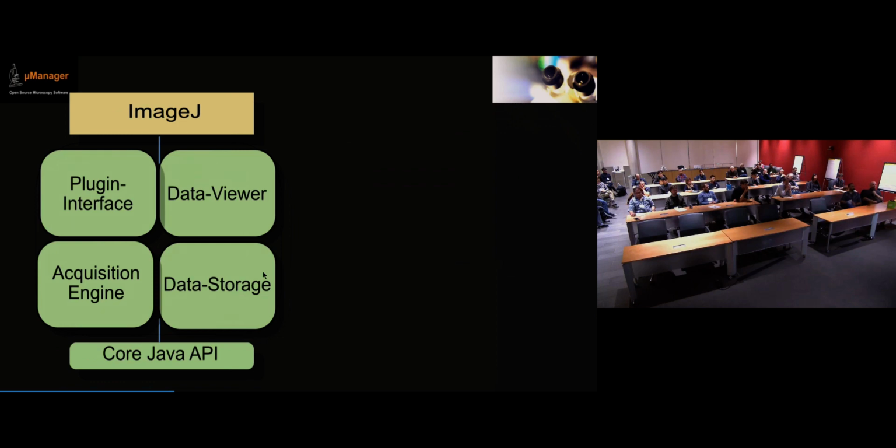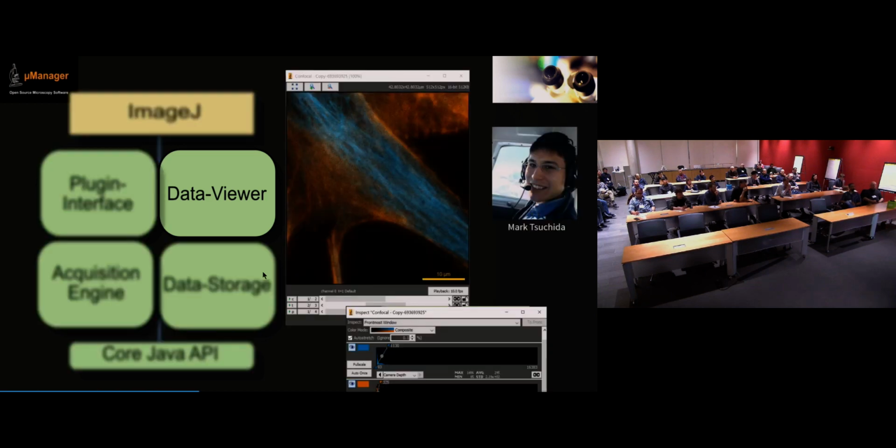Now that intermediate Java layer, I think, was less structured initially, and we learned a lot. So that has over time become more solidified, and by now there are decent APIs within that Java layer. I see 4 different parts: the data viewer, data storage, an acquisition engine, and then a plugin interface. And I want to go through those consecutively.